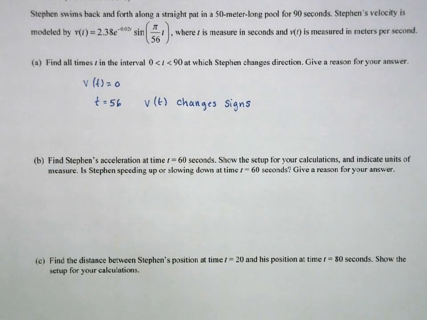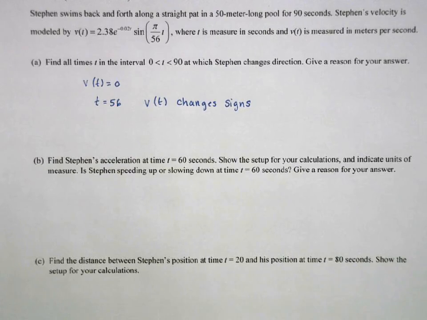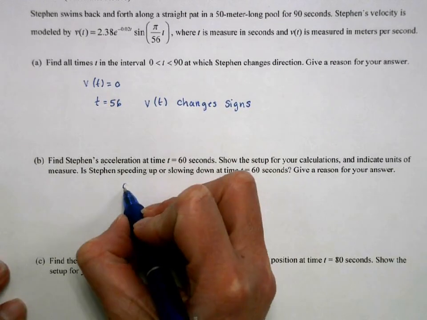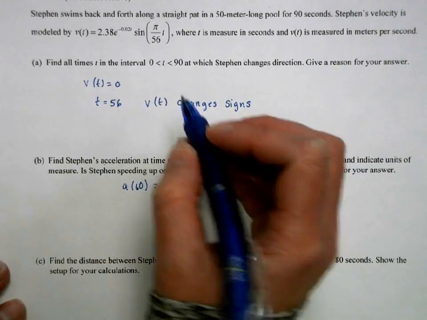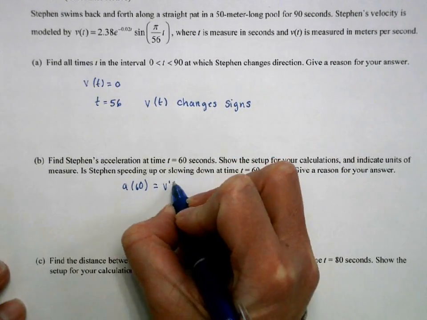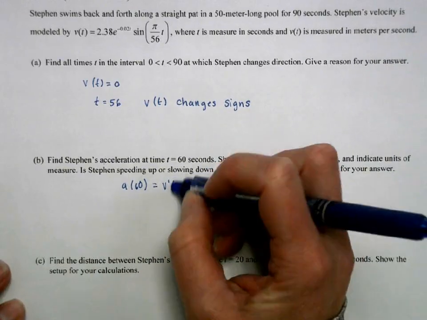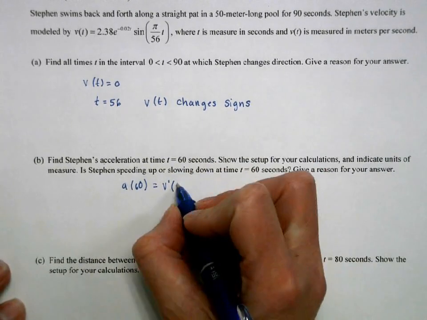Okay. Find Steven's acceleration at t equals 60 seconds. Show the setup for your calculations and indicate units of measure. Is Steven speeding up or slowing down at t equals 60? Give a reason for your answer. So starting with the first part, we want to find the acceleration at 60. Well, what we have is our equation for velocity. So what that's going to be is the derivative of velocity at 60.